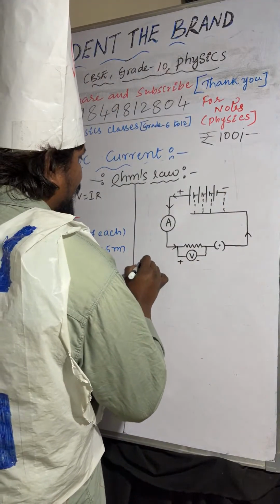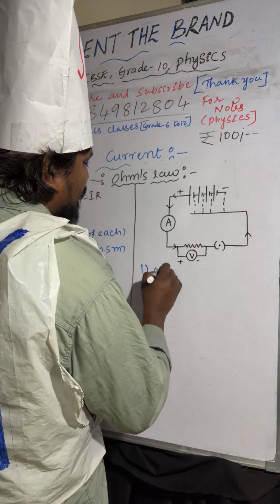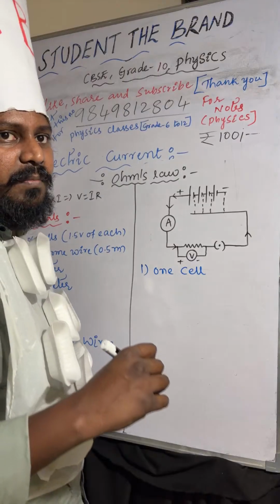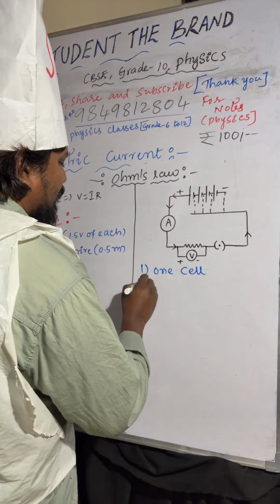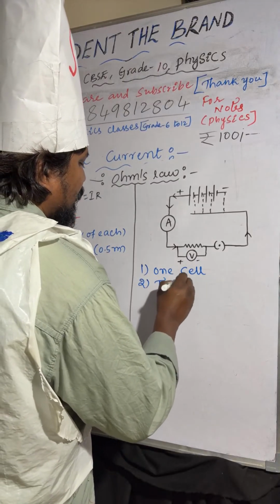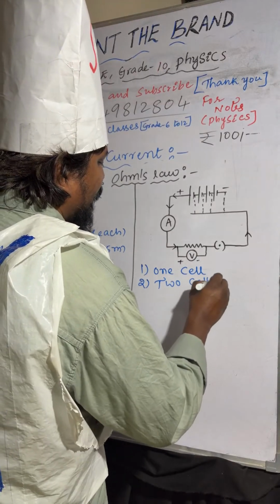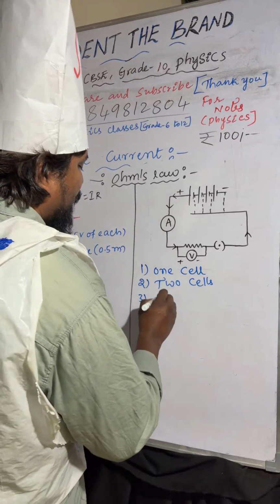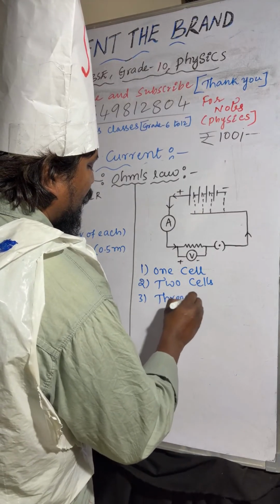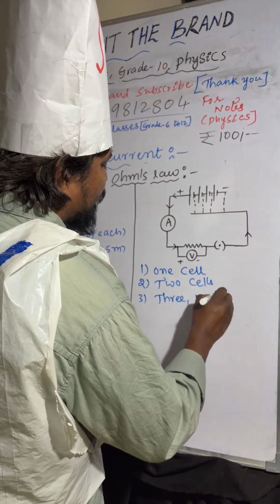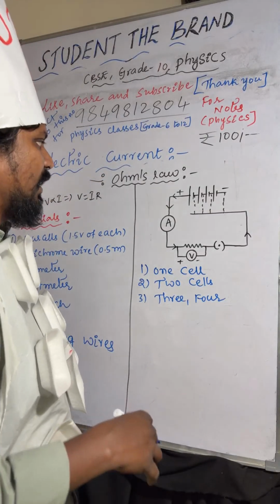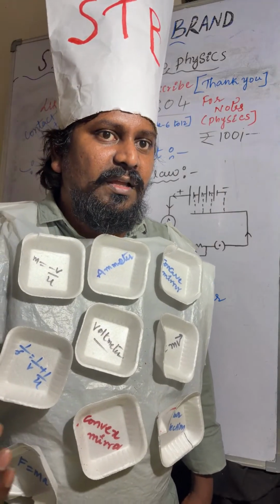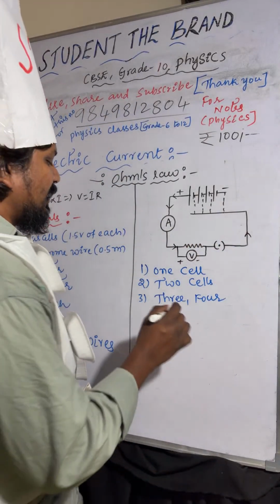So first connect one cell and note down the reading of ammeter and voltmeter. Next, connect two cells and note down the ammeter reading and voltmeter reading. So repeat the process for 3 and 4. Okay. So you have to repeat the same process for 3 and 4. Then you can mention it in tabular form.